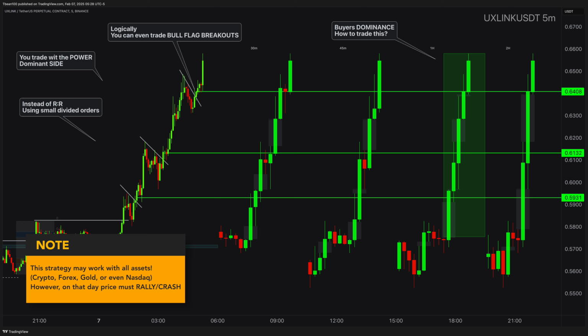This strategy will never work on slow or choppy assets. You will need an ongoing rally or ongoing crash to trade this. Otherwise, it will not work.